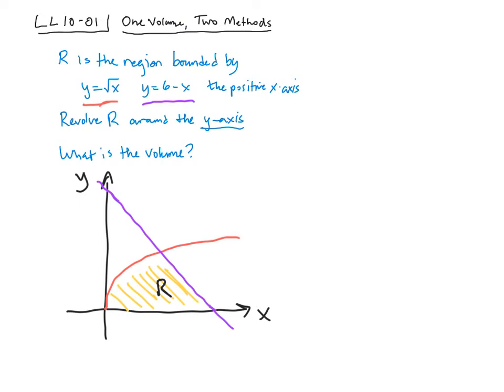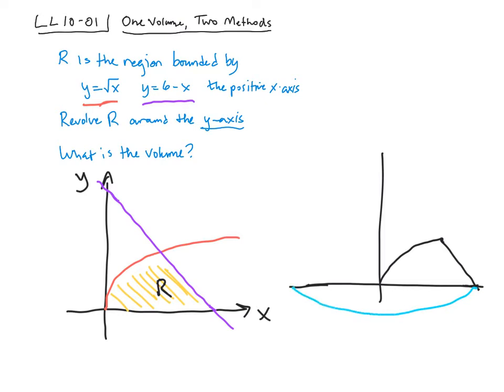And we're going to revolve that around the y-axis. So to develop a crude picture of the solid that we're looking at, the region is going to be shaped kind of like this. It's going to have some point here, and then it's going to come down like this. And then as I rotate, I'm going to pick a different color. I'm going to get something with a circular base, and then it's going to have a circular top, although there's going to be sort of a hole down in the middle of it.